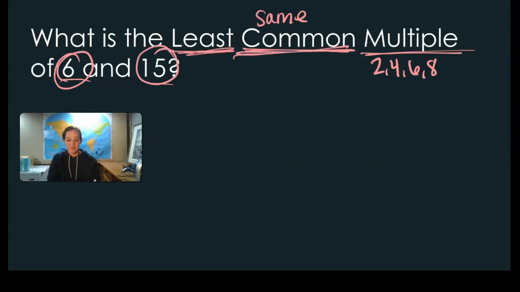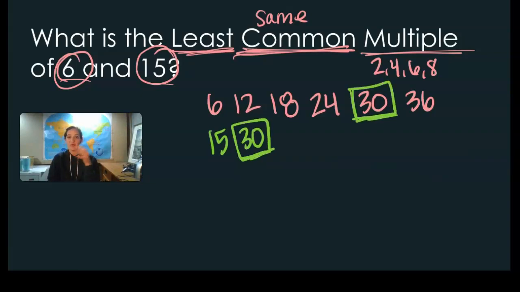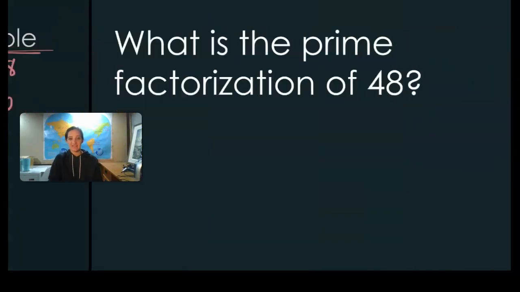until I come across a common multiple. So 6, 12, 18, 24, 30, 36, and maybe that will be enough because now I have 15. 15 plus 15 is 30, and I'm going to stop right there because I'm looking for the least. I'm going to have more common multiples, but 30 is my least common multiple. So that is the correct answer.